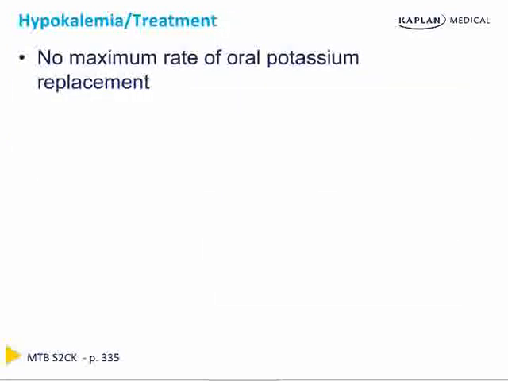So remember that the treatment of hyperkalemia was kind of complicated and depended on whether or not there were EKG changes present. Hypokalemia is a different story. It's a little bit more straightforward. If the potassium is low, you should replace it. So your two main options for potassium replacement are oral versus IV potassium.